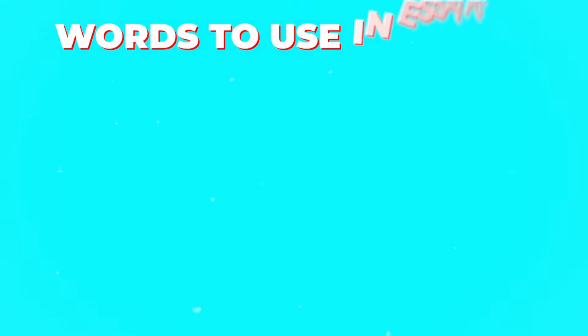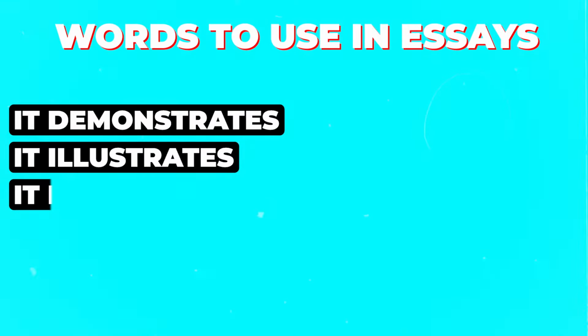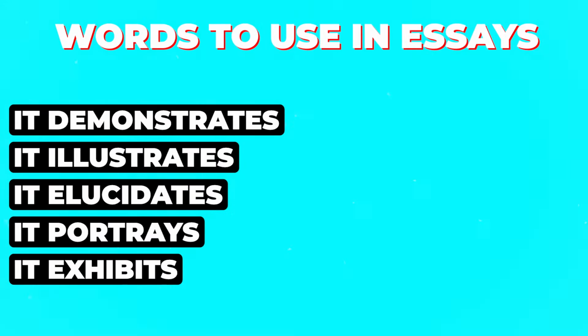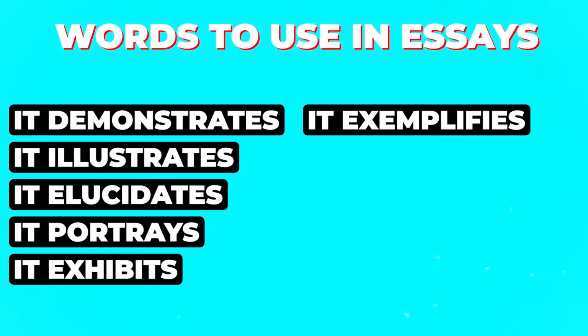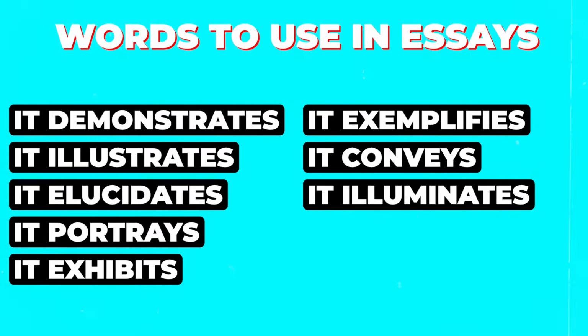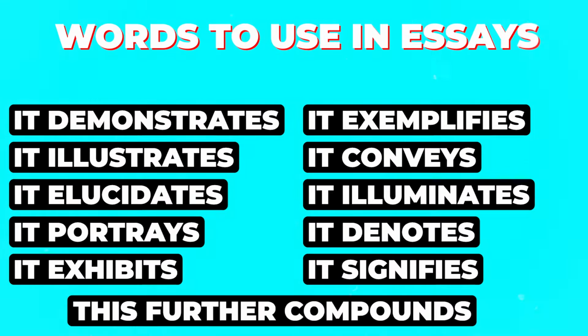So let's look at some different ways that you can say "it shows". It demonstrates, it illustrates, it elucidates, it portrays, it exhibits, it exemplifies, it conveys, it illuminates, it denotes, it signifies, this further compounds. So make sure that you write all of those different ones down, and then you can just flick between them in your essay just to up-level the way that you say "it shows".